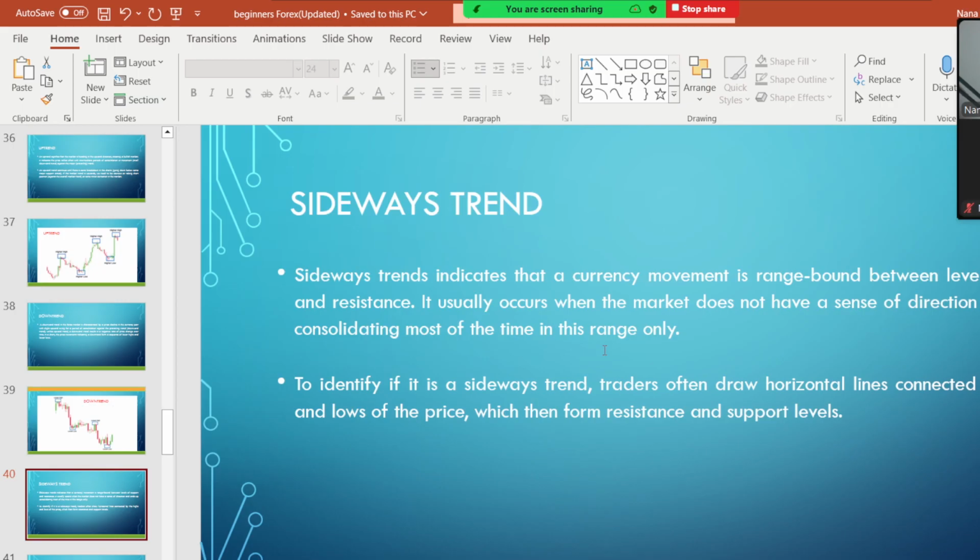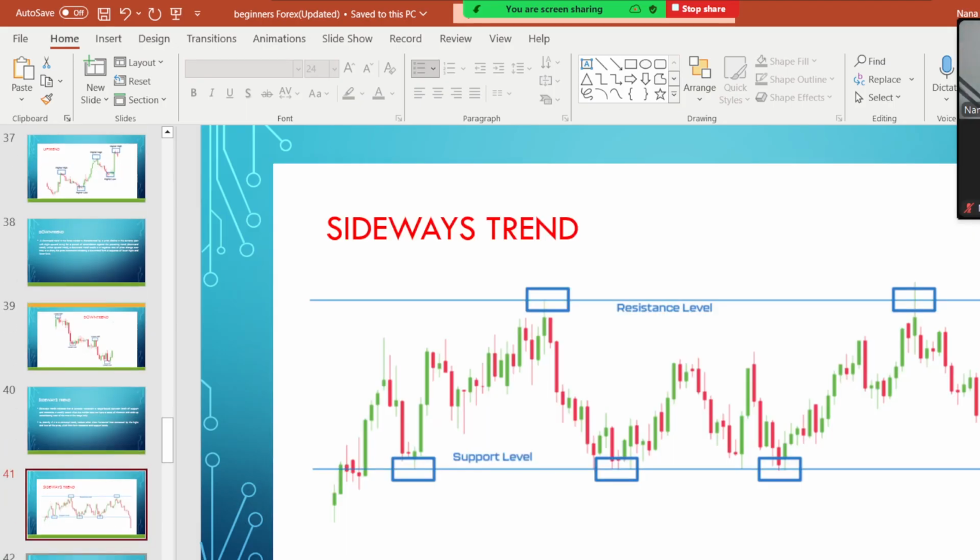Then we also have the sideways movement, that is the range bound or consolidation, where price is neither moving to the upside nor downside. It creates levels of one key technical tool that we're going to talk about, which is support and resistance. You can see that this is a sideways movement in the market, moving within a range. So we have a price ceiling and then a price floor.